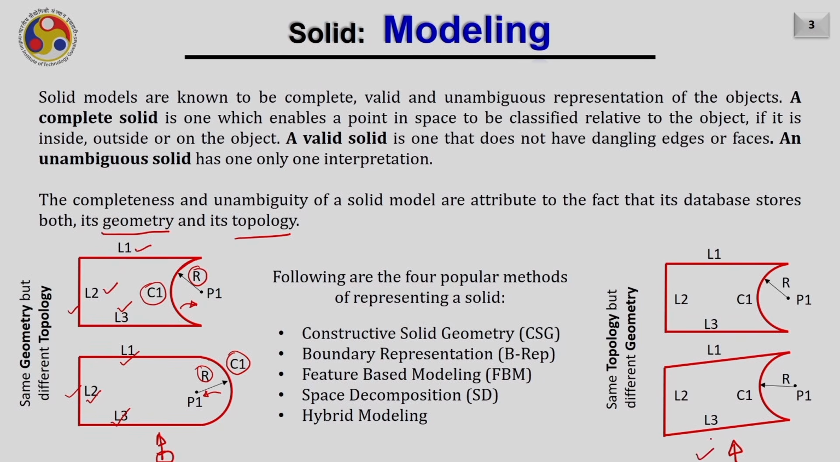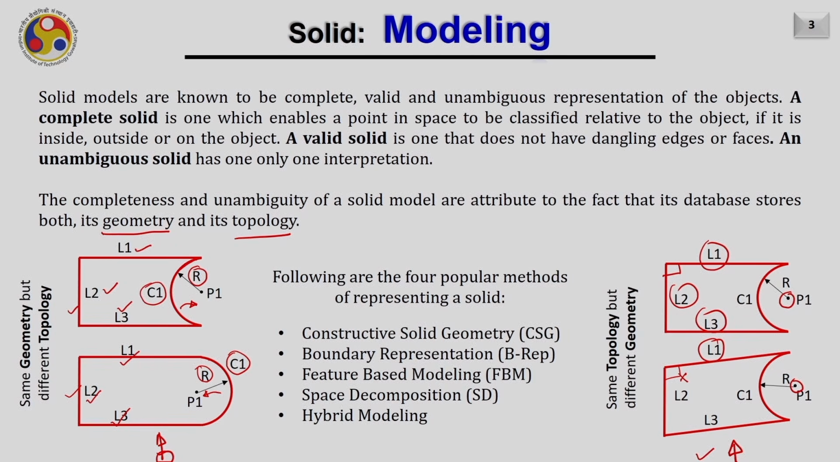Now look at this example where the geometry, L1, L2, L3, is different as you see in this diagram. The relation between L1 and L2 is different. Here it is not a 90-degree angle, while in this case it is 90 degrees. Although the topology is the same, you can see even this point is placed outside the object, but the geometry is different. So this is an example of same topology and different geometry.